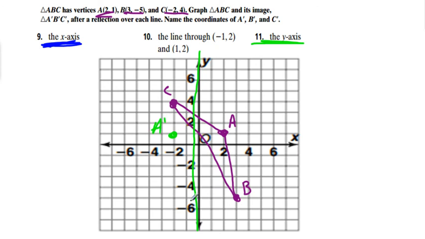B is 3 to the right, so it's going to end up on 3 to the left. 1, 2, 3. And C is 2 to the left, so that's going to end up 2 to the right. And connect these perfectly straight lines. And we end up with that same triangle. Now it's reflected from right to left, left to right.